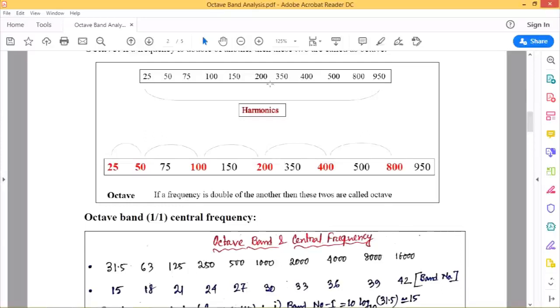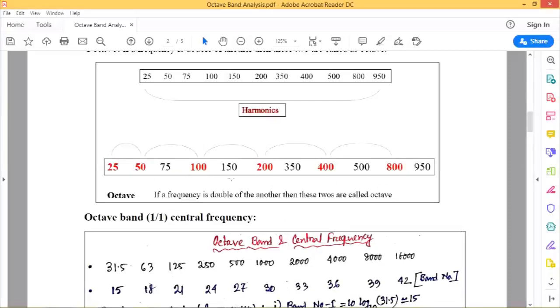So all the frequencies are the result of integer multiplication with 25. So all of these frequencies will be known as harmonics. But some of the frequencies, that is 25, 50, 100, 200, have a specific relation. 25 multiplied by 2 will give you 50, 50 multiplied by 2 will give you 100. Similarly 100 into 2, 200, 200 into 2, 400, and 400 into 2, 800. So 25, 50, 100, 200, 400, 800 gives you a suitable relationship.